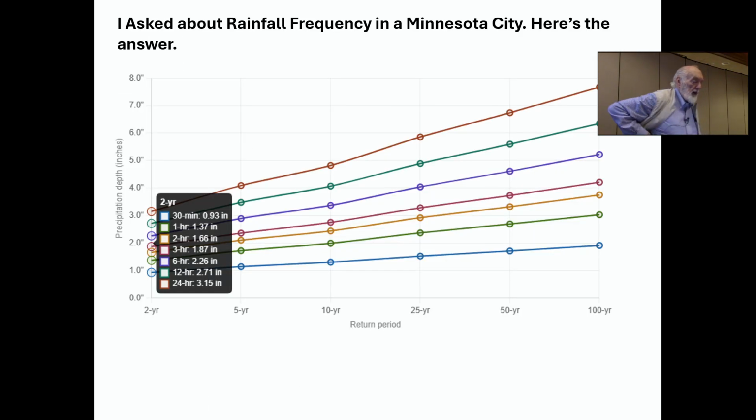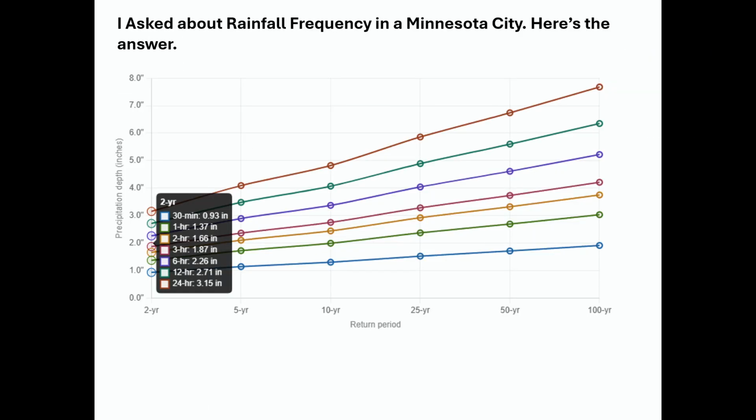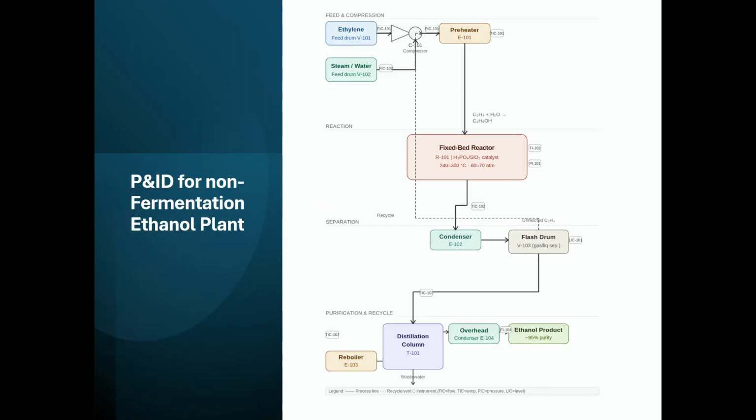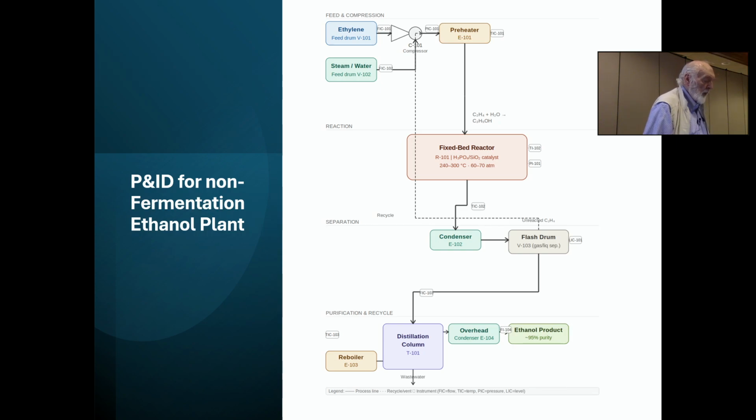I asked it about rainfall frequency in Minnesota. Here's the answer. Rainfall frequency analyses. And finally, I asked it for a P&ID for a non-fermentation ethanol plant. This is right square in chemical engineering. And here's what it came back with.